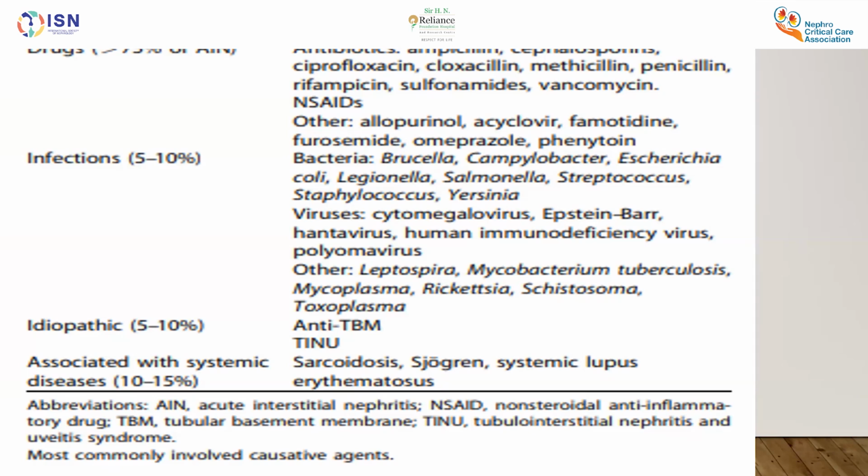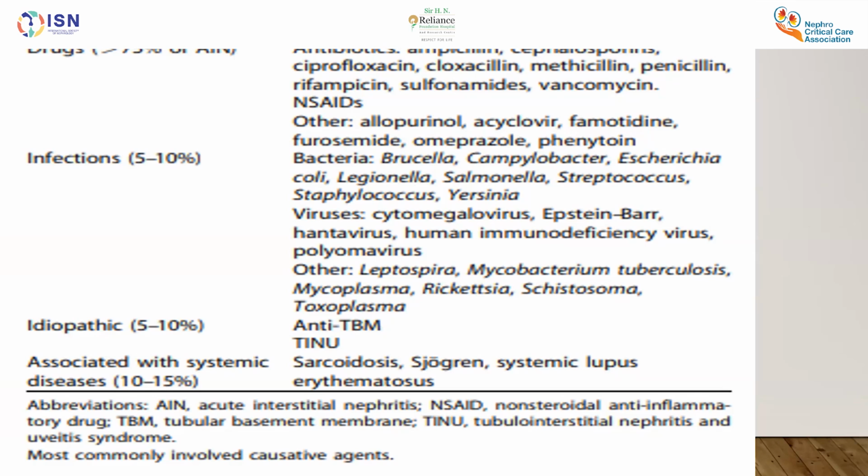of cases are due to drugs, where antibiotics like ampicillin, cephalosporins, ciprofloxacin, cloxacillin, methicillin, penicillin, rifampicin, sulfonamide, vancomycin are there. NSAIDs are there. Other drugs like allopurinol, acyclovir, famotidine, furosemide, omeprazole, phenytoin. All these drugs have been seen associated with AIN.